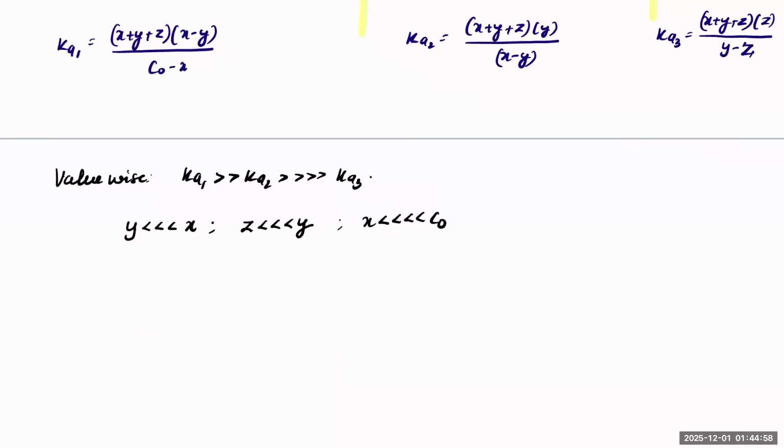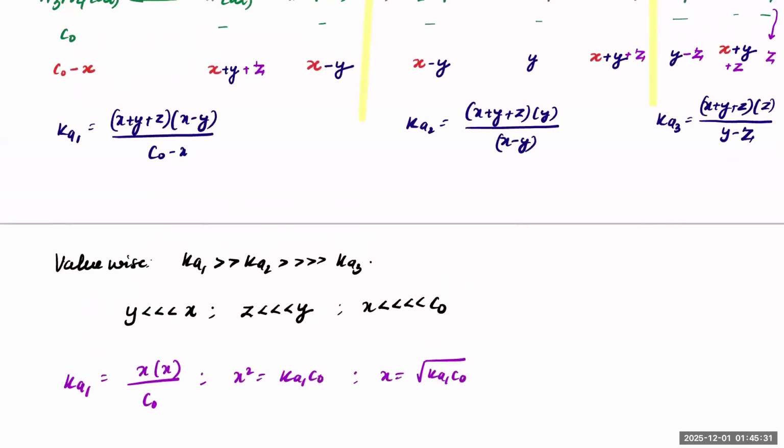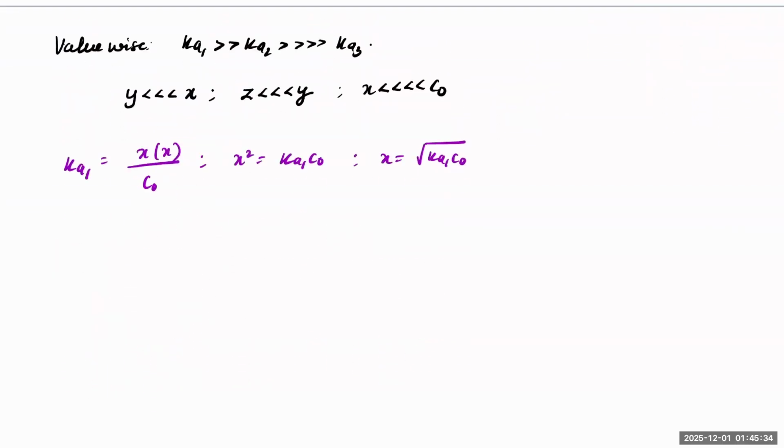Now, putting that into picture here, I can say Ka1 will be equal to, so we can comfortably ignore Y and Z. So we will have this as X into X divided by C naught minus X. And X can be ignored here. So therefore, this will become simply C naught. So X square is equal to Ka1 C naught. So X is equal to square root of Ka1 into C naught. This is X concentration.